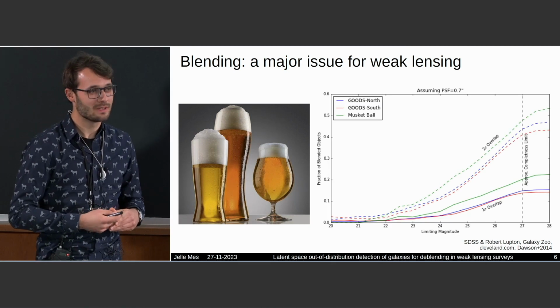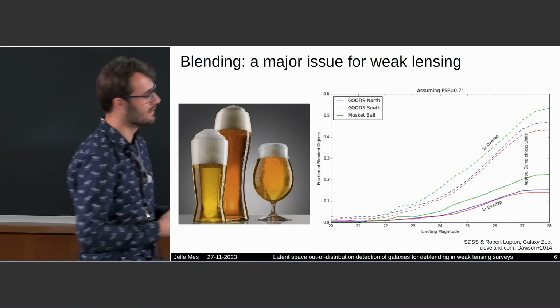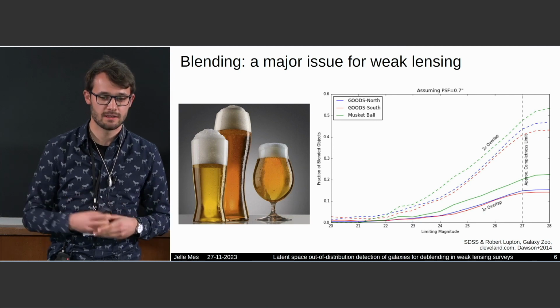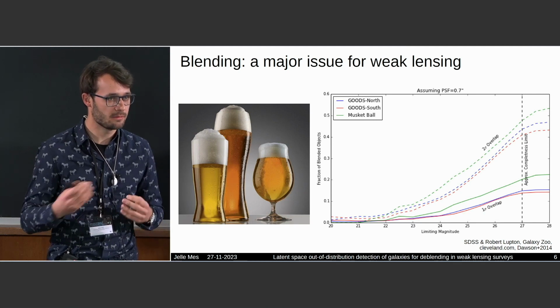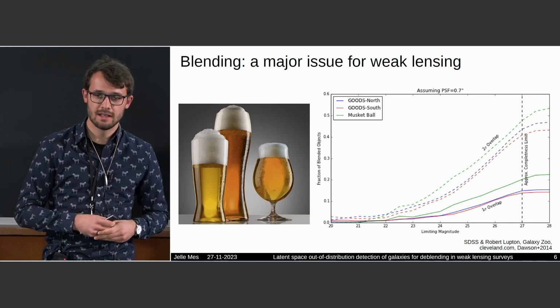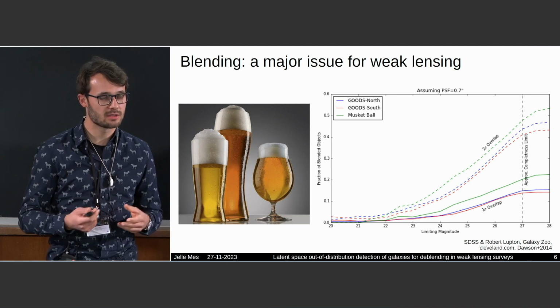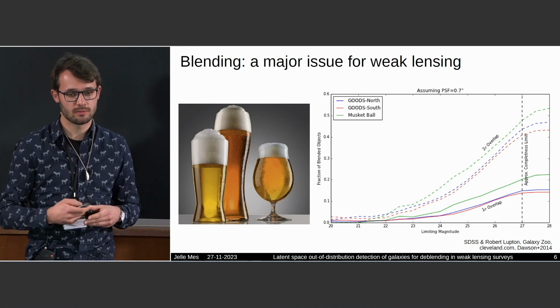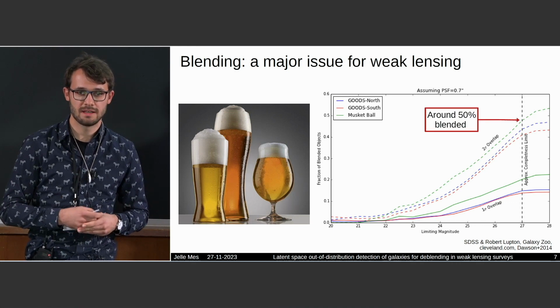And this will be quite important for our upcoming surveys, especially for LSST, because LSST will go to very deep, very high magnitude, to 27, and will have quite a large PSF, so a lot of galaxies will be blended in that way as well. We go up to almost 50% blendedness.